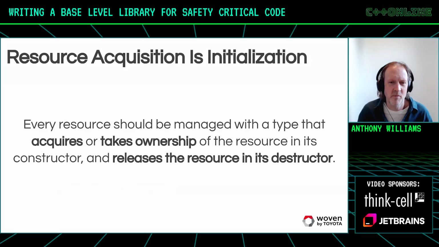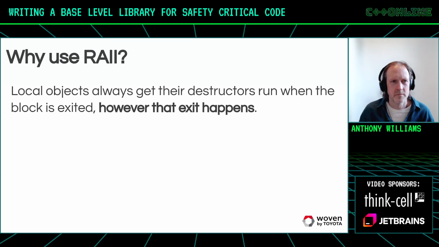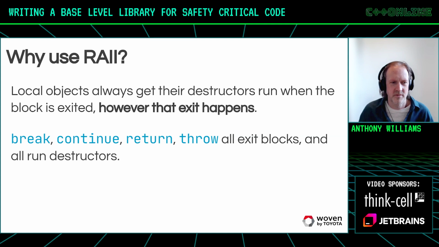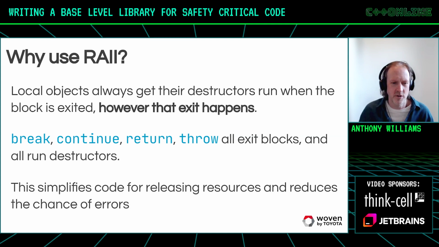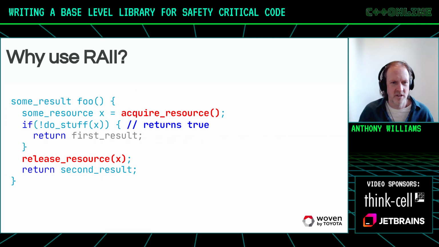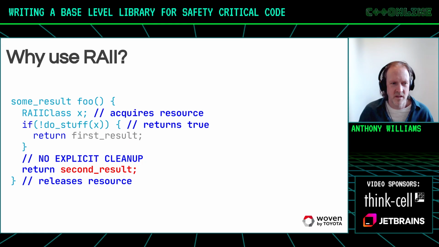Use RAII. This is probably my single favorite feature of C++, deterministic destruction. Use it in order to make sure that things get cleaned up properly. Because it means that destructors always happen whenever that exit happens from all the blocks, however you get there. It simplifies the code, reduces the count of errors. You don't step over those released resources. They don't get skipped. And it doesn't matter whether you're using exceptions or return codes or whatever. It avoids needing to put the explicit cleanup in, and the resources still get released.